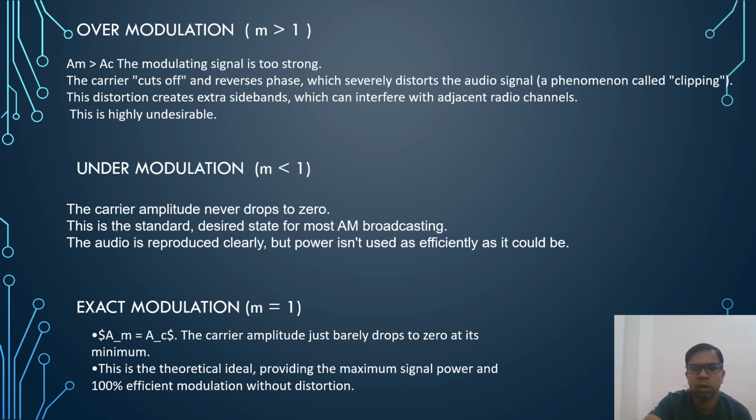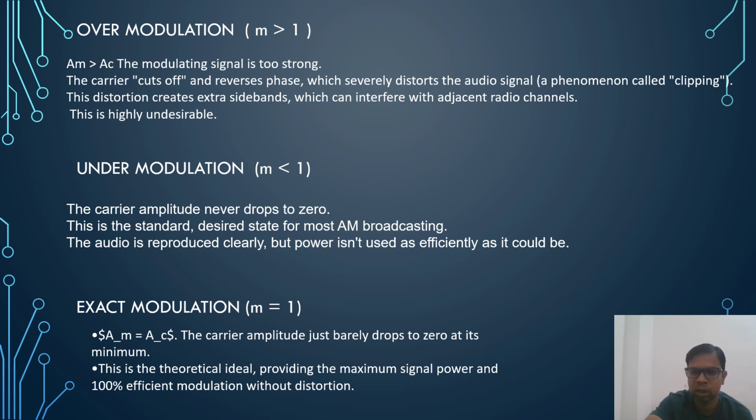And the under modulation, as we discussed and see, M is less than 1, and this is the desirable and favorable case. These are some points. The carrier amplitude never drops to 0. This is the standard desired state, as I discussed, for AM broadcasting. The audio is reproduced clearly, but power isn't used as efficiently as it could be.